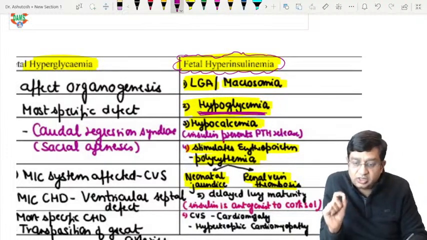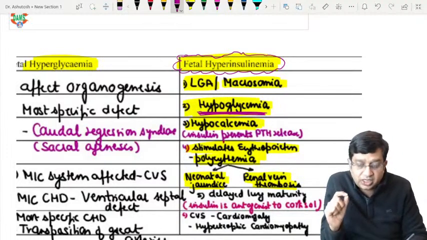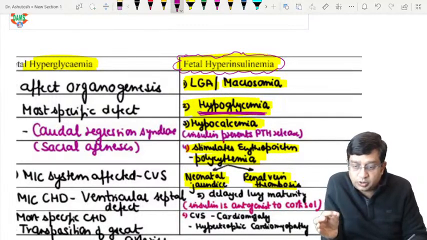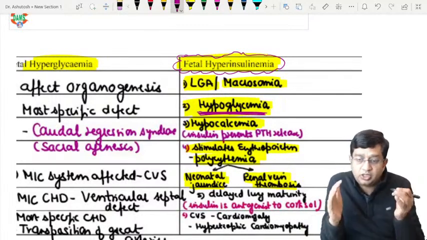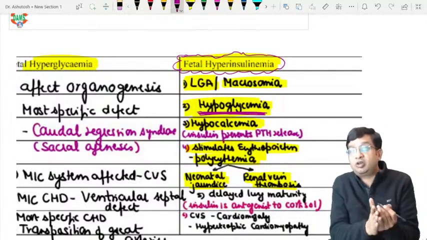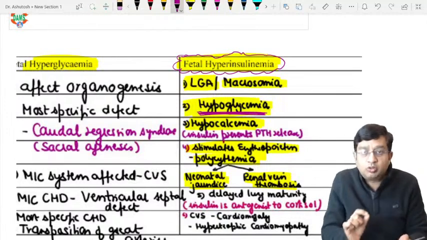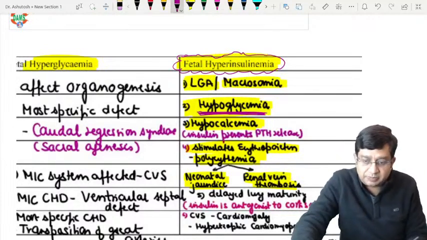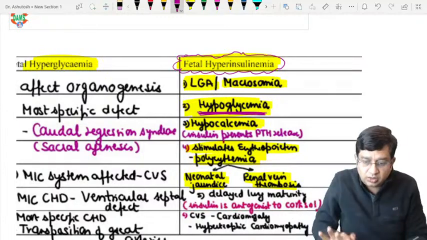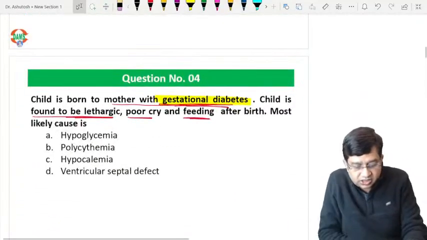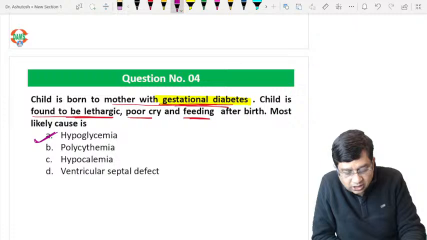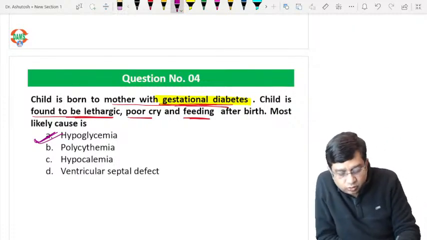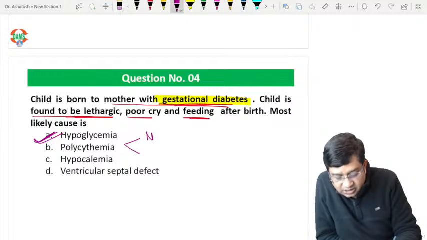अगर child lethargic होता है, what we teach, अगर child lethargic है तो first investigation is to go for blood sugar. और अगर neonate में ऐसा है, the neonate is not accepting feeds, you should rule out neonatal sepsis there, right? So here, your answer should be straightforward, hypoglycemia.